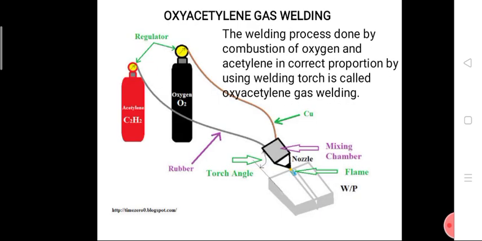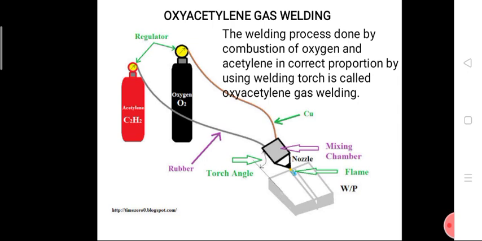Next one is oxyacetylene welding. In oxyacetylene gas welding, as the name suggests, welding takes place by the use of oxygen and acetylene. Here we can see that the oxygen cylinder, which is the source of oxygen, is painted black, and there is a source of acetylene gas, which is painted red. So we can identify both cylinders by color.